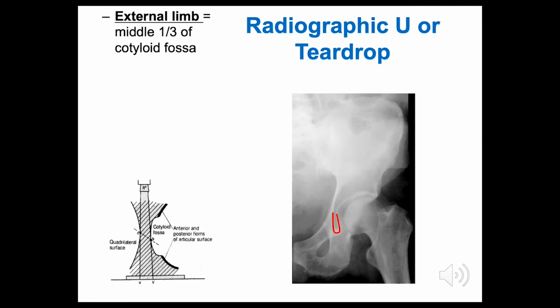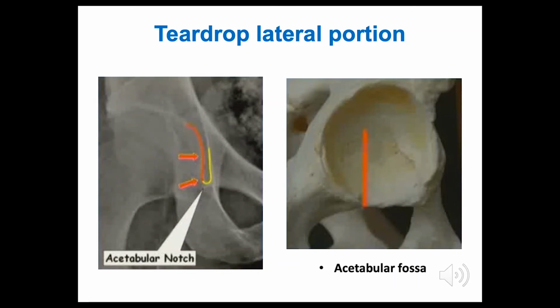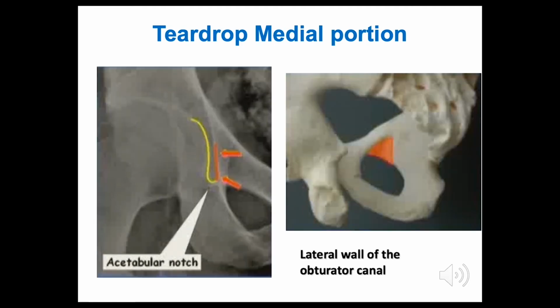This consists of an external limb, which is formed by the middle 1/3 of the cotyloid fossa, an internal limb, which is formed by the outer wall of the obturator canal, in addition to an inferior border, which is formed by the ischiopubis notch. This is the teardrop lateral portion or the external limb, which is orange in color and is formed by the middle 1/3 of the acetabular or cotyloid fossa. And this is the teardrop medial portion or the internal limb, which is orange in color and is formed by the outer wall of the obturator canal.